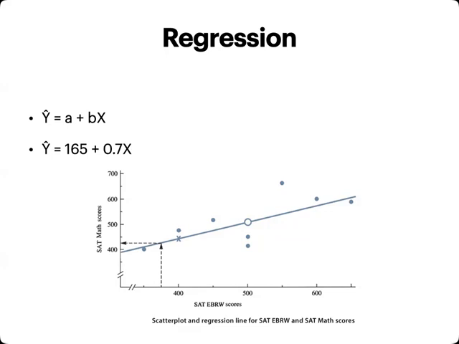So if an individual's SAT reading and writing score is 550, it is predicted that this person's SAT math score will be 550. So you can simply use the formula 165 plus 0.7 times 550, and you should get 550.